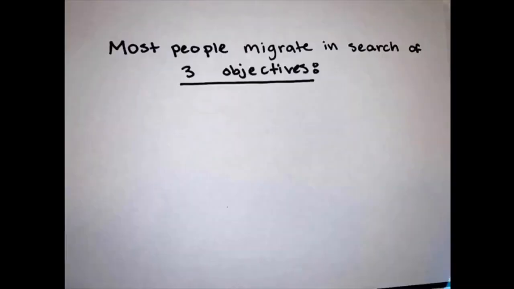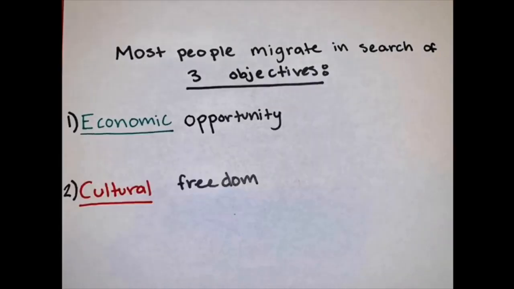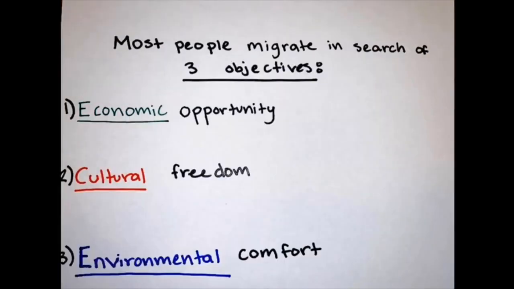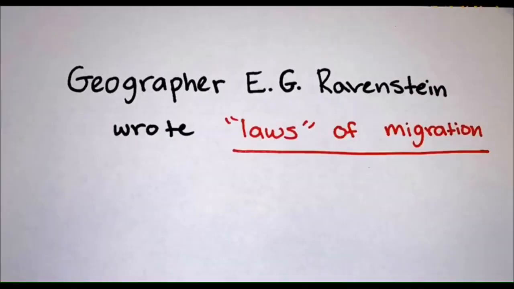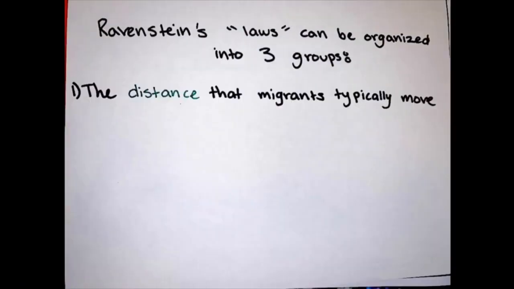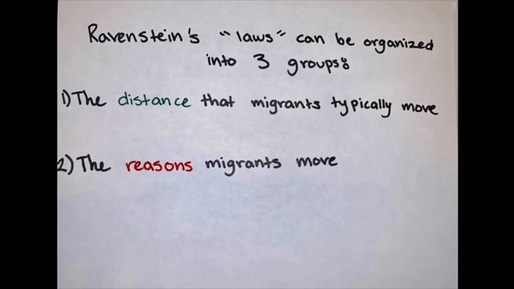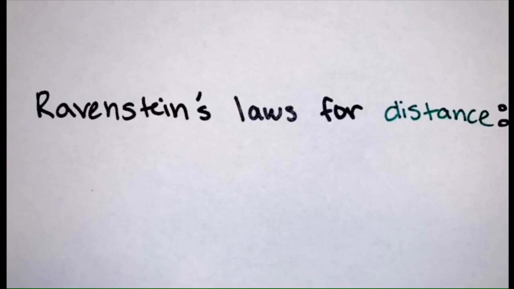Most people migrate in search of three objectives: economic opportunity, cultural freedom, and environmental comfort. This chapter will later on explain the reasons why people migrate. In the late 19th century, an outline of migration laws were written by geographer E.G. Ravenstein. Ravenstein's laws can be organized into three groups: the distance that migrants typically move, the reasons migrants move, and the characteristics of migrants. In Key Issue 1, we are specifically focusing on Ravenstein's laws for distance.